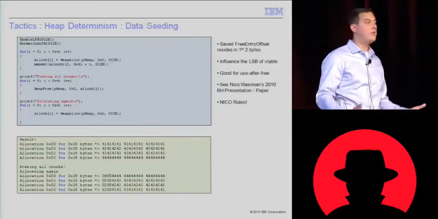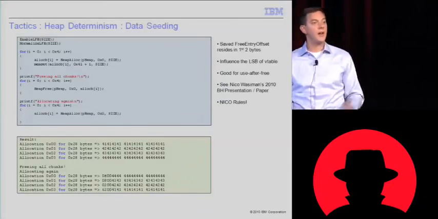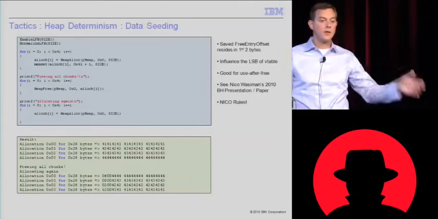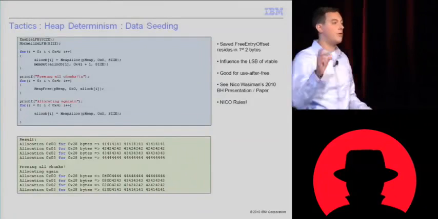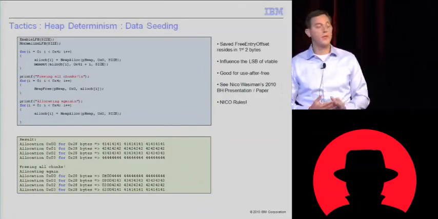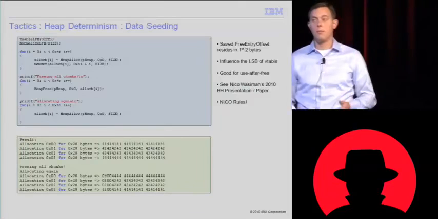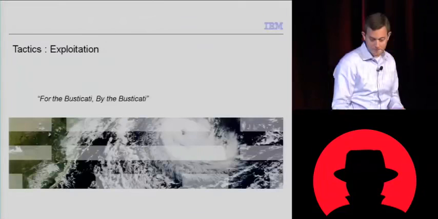The only thing that's changed is the first 2 bytes, right? Because that's the free entry offset. And again, Nico talked in his presentation about using this, the free entry offset overwrite, to overwrite a vtable as well. So I think everyone should definitely check out his presentation, read his paper, buy him a beer downstairs.